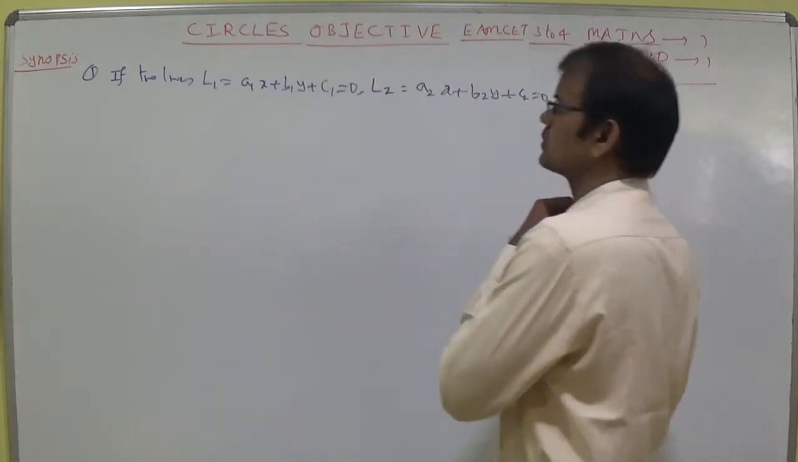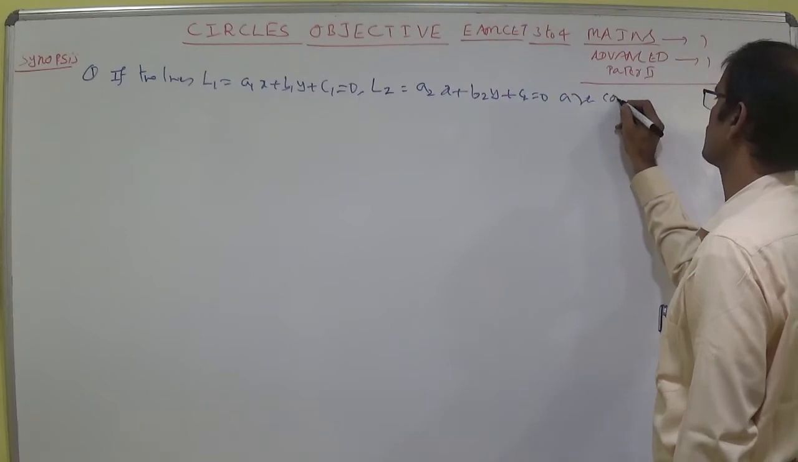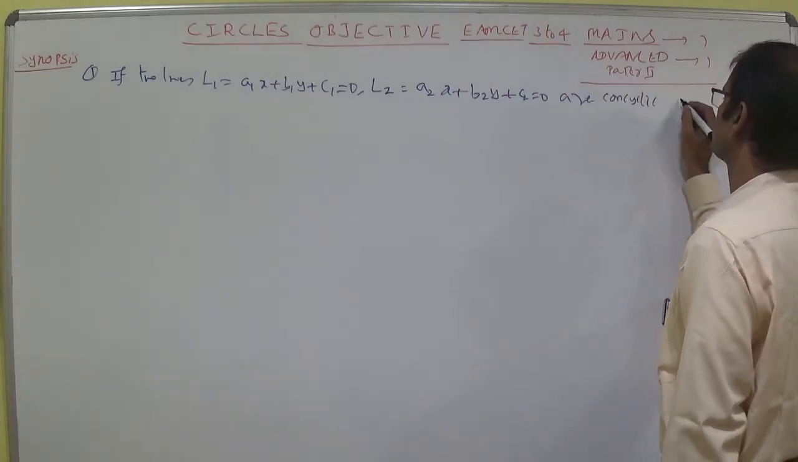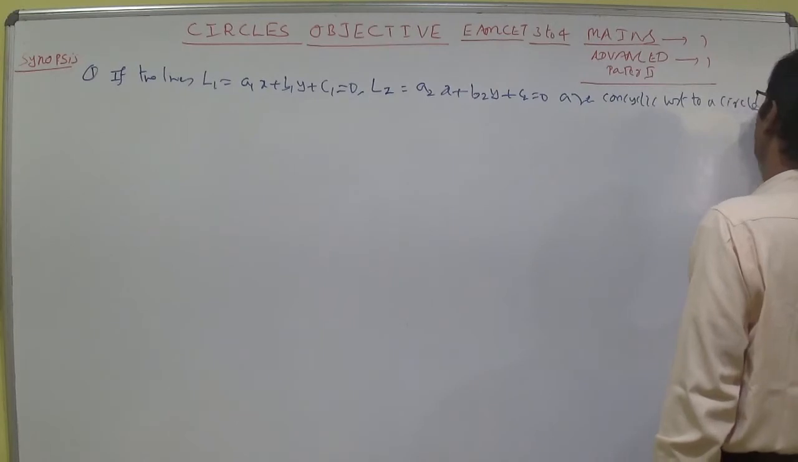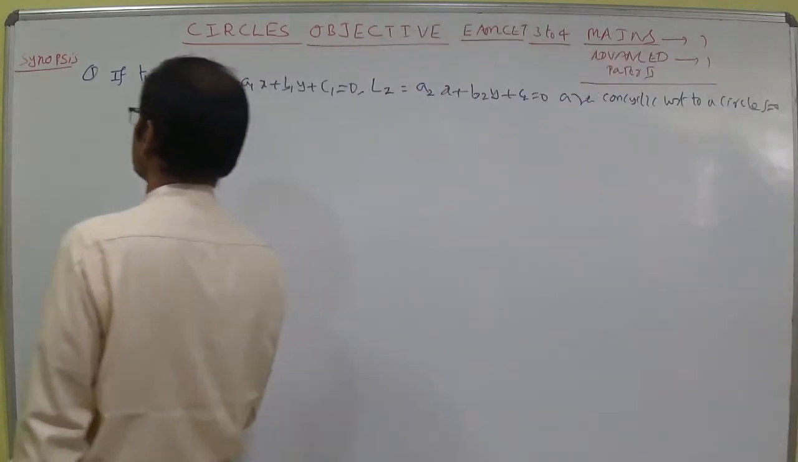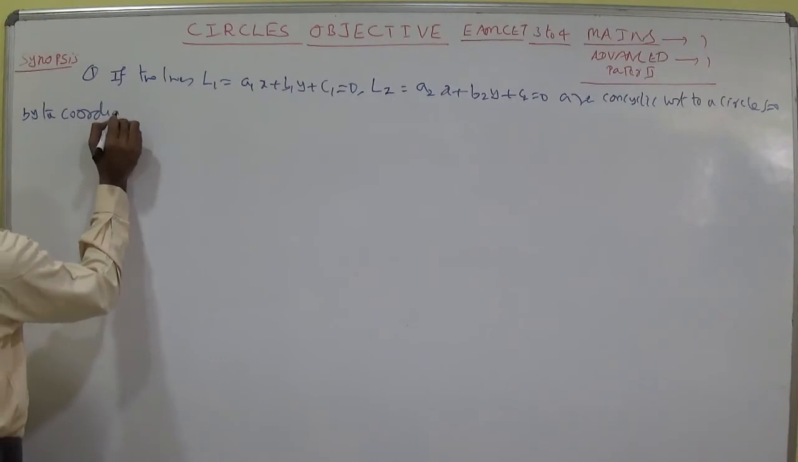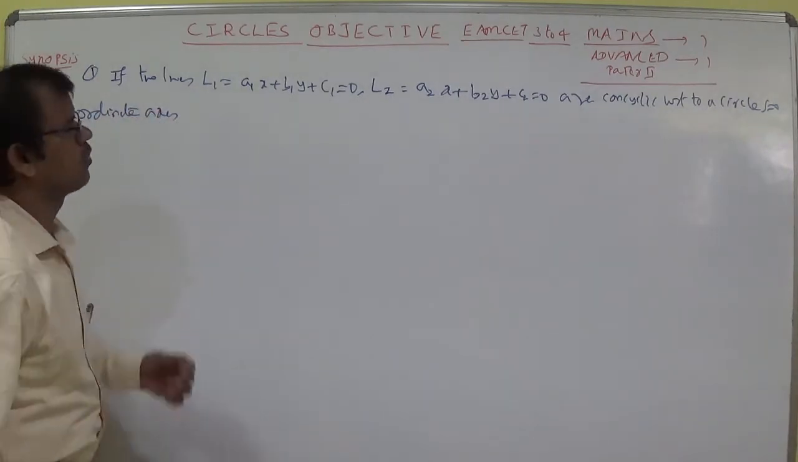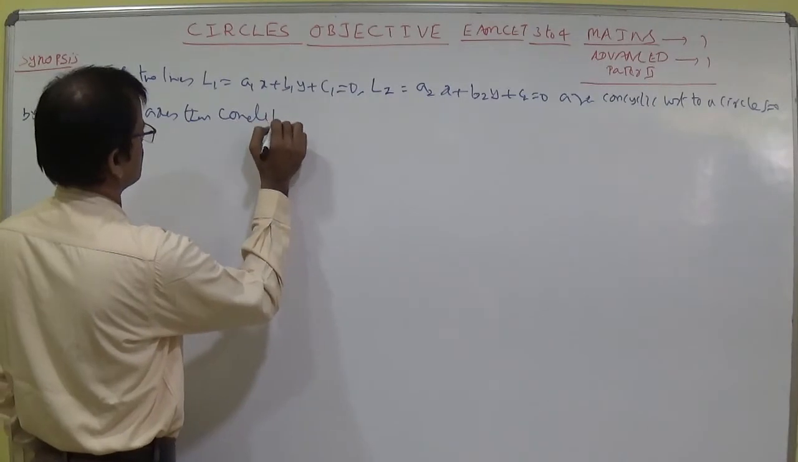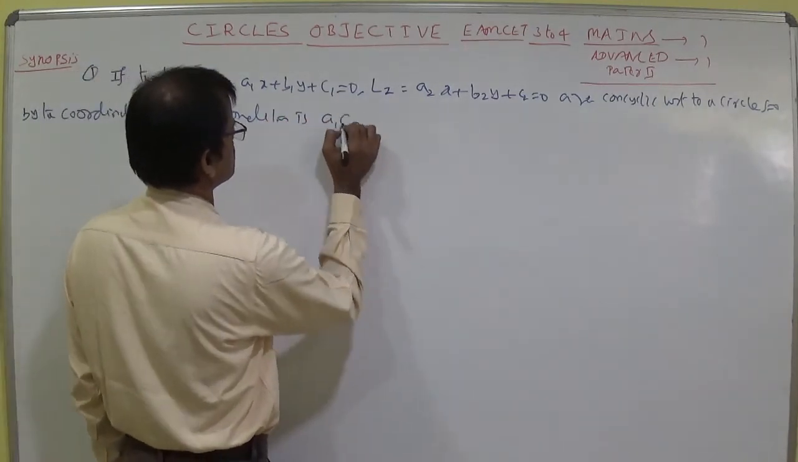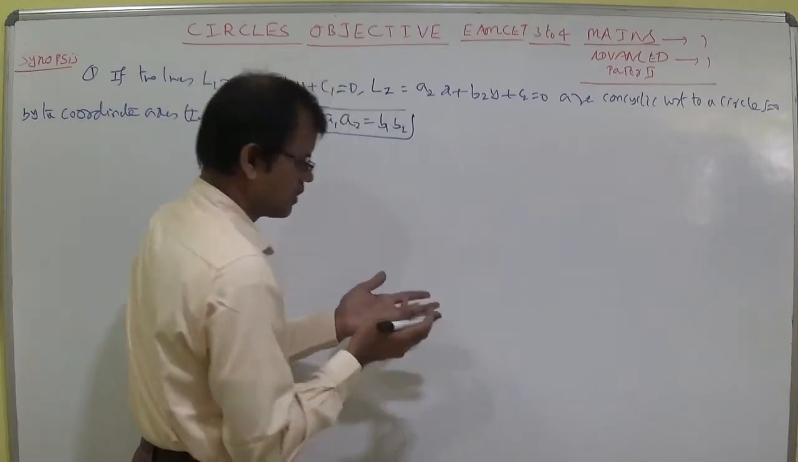If two lines L1 equal to A1x plus B1y plus C1 equal to 0 and L2 equal to A2x plus B2y plus C2 equal to 0 are concyclic with respect to a circle S equal to 0 by the coordinate axis, then the condition is A1 A2 equal to B1 B2.